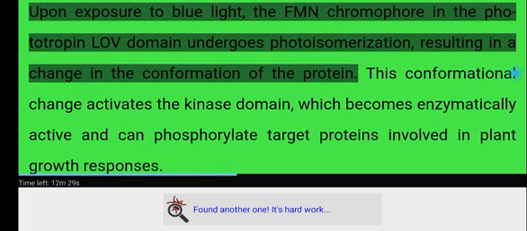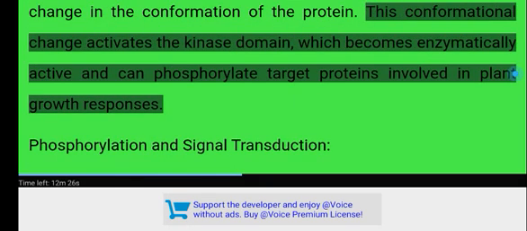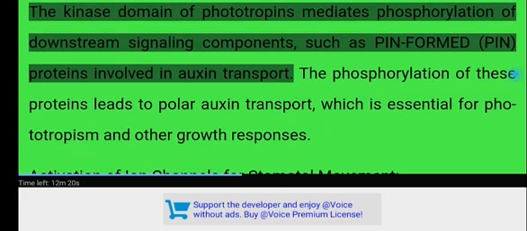Photoisomerization and conformational change. Upon exposure to blue light, the FMN chromophore in the phototropin LOV domain undergoes photoisomerization, resulting in a change in the conformation of the protein. This conformational change activates the kinase domain, which becomes enzymatically active and can phosphorylate target proteins involved in plant growth responses.